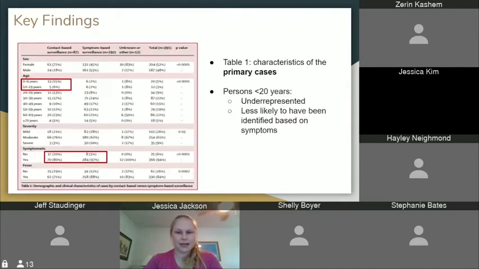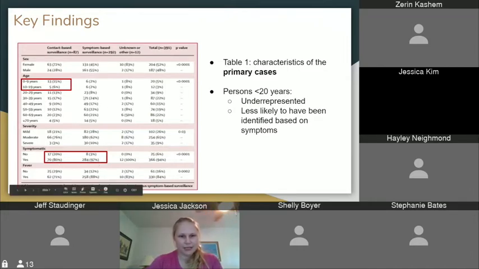And so some of the findings that they had, this table here is table 1. It was looking at the characteristics of the primary cases, most of whom were identified via symptom-based surveillance, but a few of them were also apparently identified via contact-based surveillance. And one thing that you'll note here is that there seems to be a lower incidence in the children who are being identified. And already you see most of the children among the primary cases who were identified were identified via the contact-based surveillance.